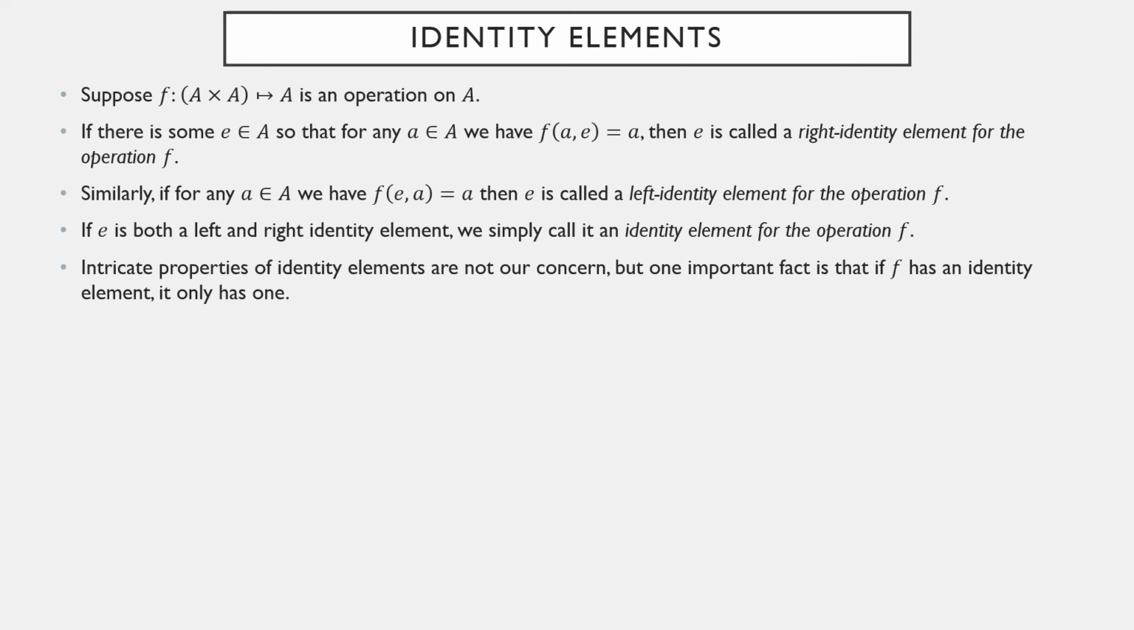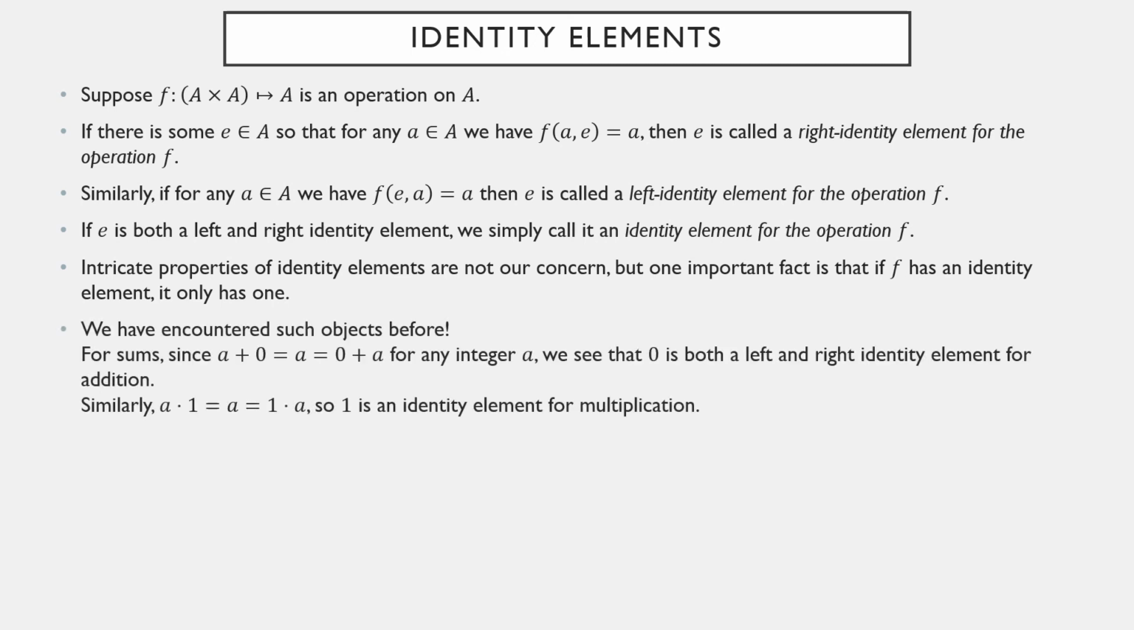Properties of what identity elements are and aren't and what other things they might do isn't really our concern. This would be something you would take up in abstract algebra, a topic called group theory. But one important fact is that if F has an identity element, it only has one. And you've encountered identity elements before.